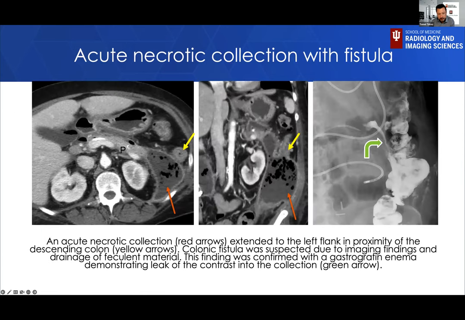In more complicated cases, we may see air bubbles within this collection, which is walled off. And in fact, when you see an air bubble, you always suspect infection within the collection as well. In fact, a drainage tube was placed and purulent material was obtained. And therefore, they decided to do a barium enema on this patient, which is seen here. And there was a leak of the barium or Gastrografin into the collection there. So there was a fistula from this fluid collection into the descending colon, as you can see here.